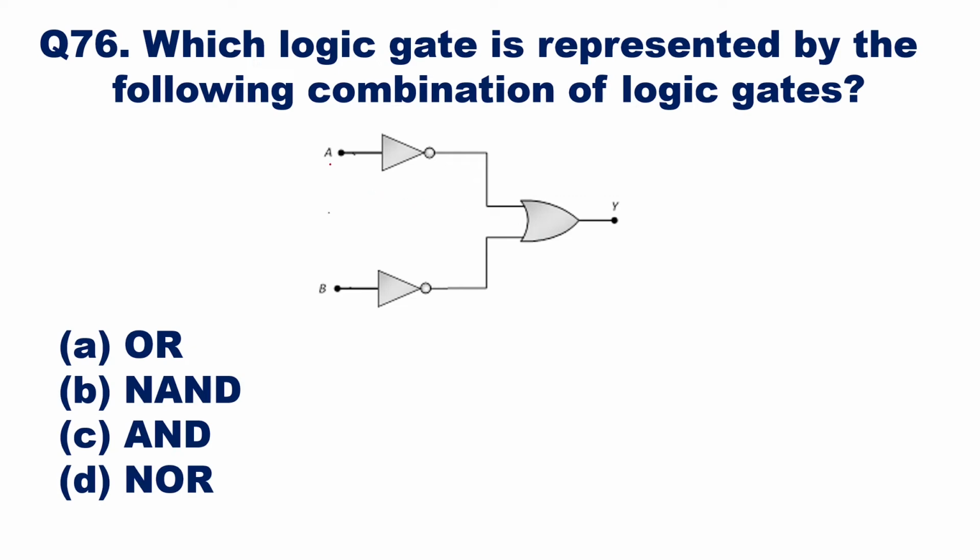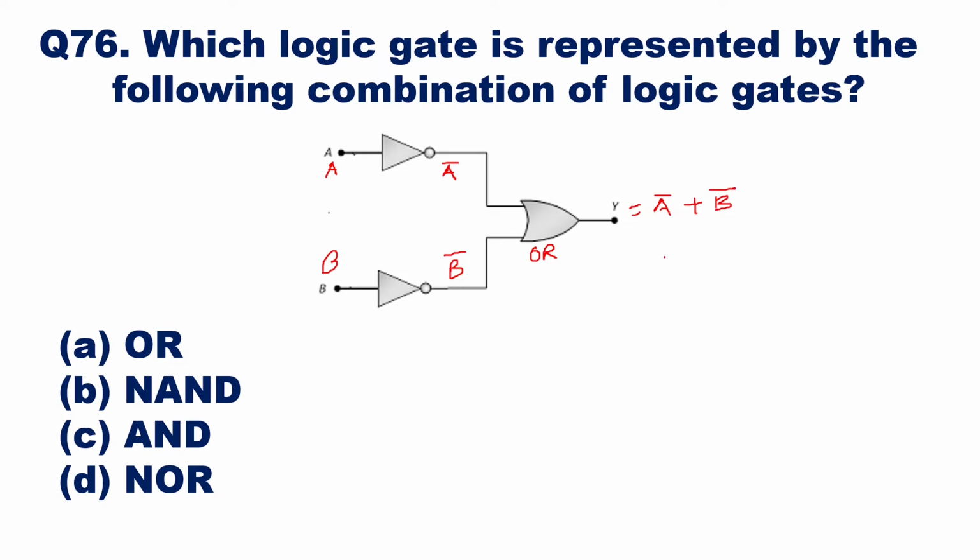So here you can see input A is given. The output of this NOT gate will be A bar. And here input B is given. Output of this NOT gate will be B bar. And here you are having an OR gate. So here the output will be A bar plus B bar.